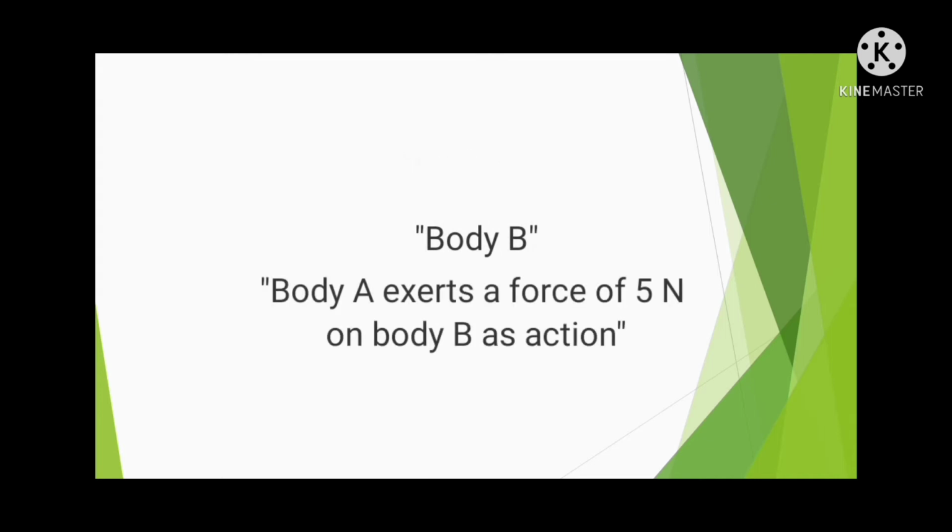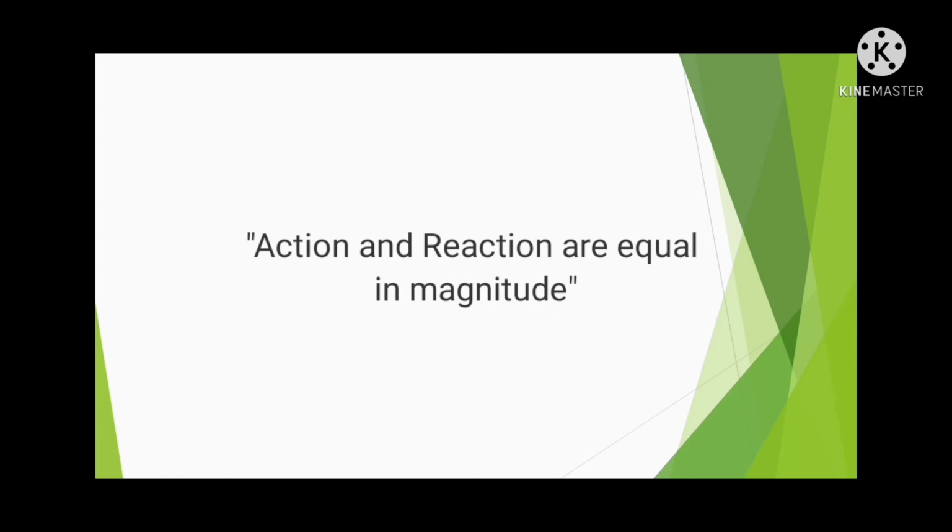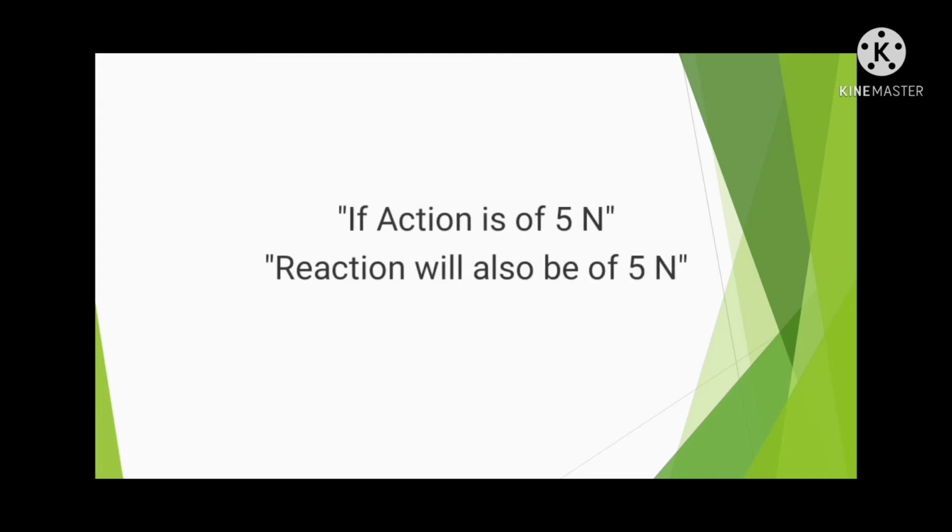For example, we have two bodies. One of them is body A and the other one is body B. Body A exerts a force of 5 Newton on body B as action. So, body B will exert a force of 5 Newton on body A as the reaction. But here, remember one thing: action and reaction will always be equal in magnitude. For example, if action is of 5 Newton, then reaction will also be of 5 Newton.